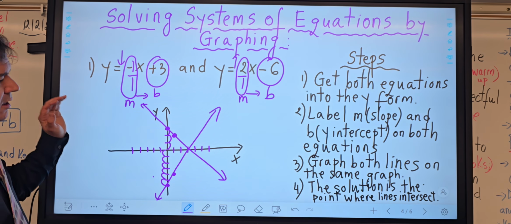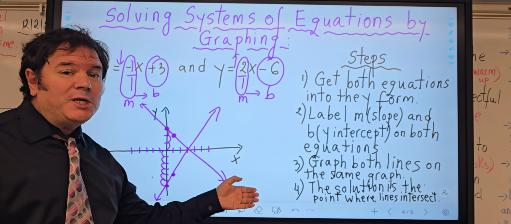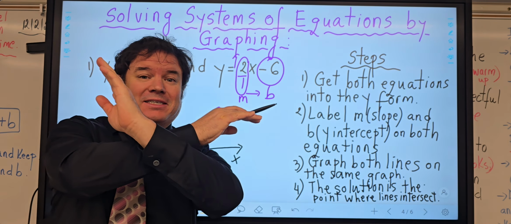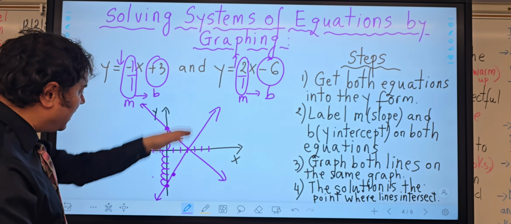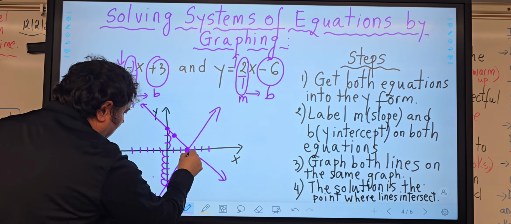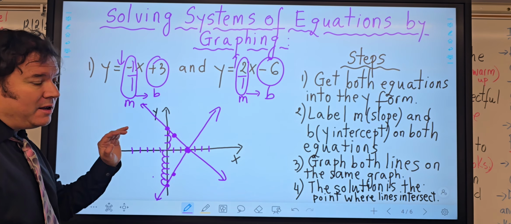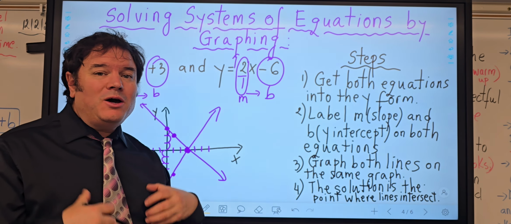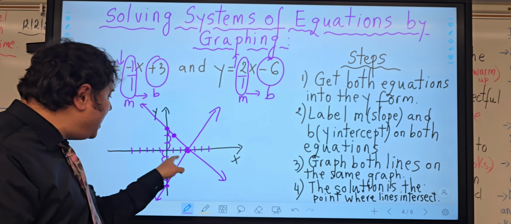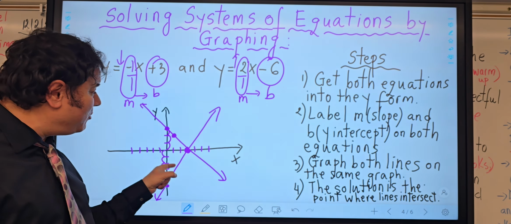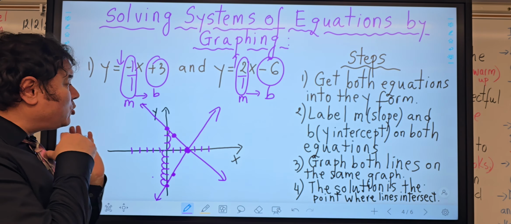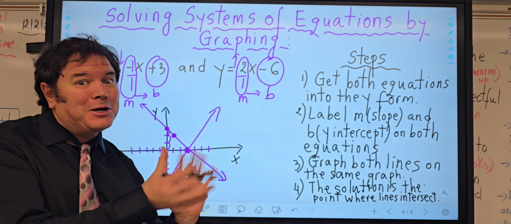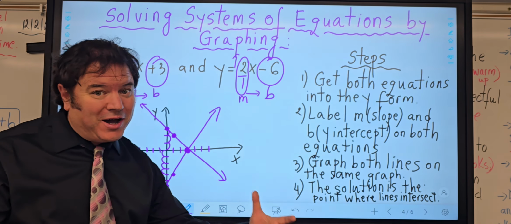And then, let's look at step number 4. The solution is the point where both lines intersect. Let's look for the point where both lines intersect. And the point is right here. And now, once we find the point, we are going to create the ordered pair of that point, the location of that point on the coordinate graph, right? We need to find the location. Remember, each location has an x coordinate and a y coordinate, right? We got to find the coordinates of that point so we can find the solution.